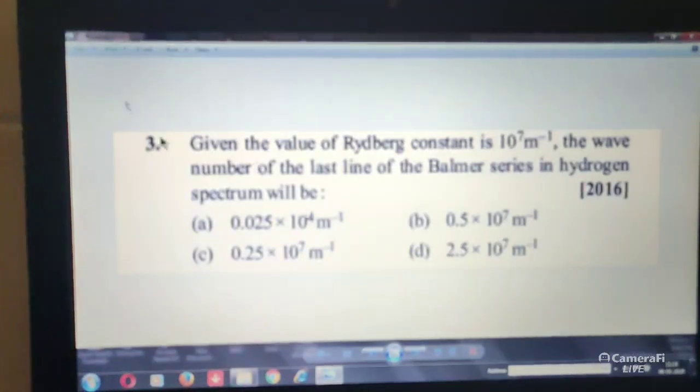Please listen, within half a minute we can find the answer. The Rydberg constant value they said is taken as 10 power 7 per meter. Then they are asking the wave number, that is 1 by lambda, of the last line of the Balmer series of the hydrogen spectrum. You know that wave number is nothing but mu bar, or 1 by lambda. Remember, this is a 2016 question.